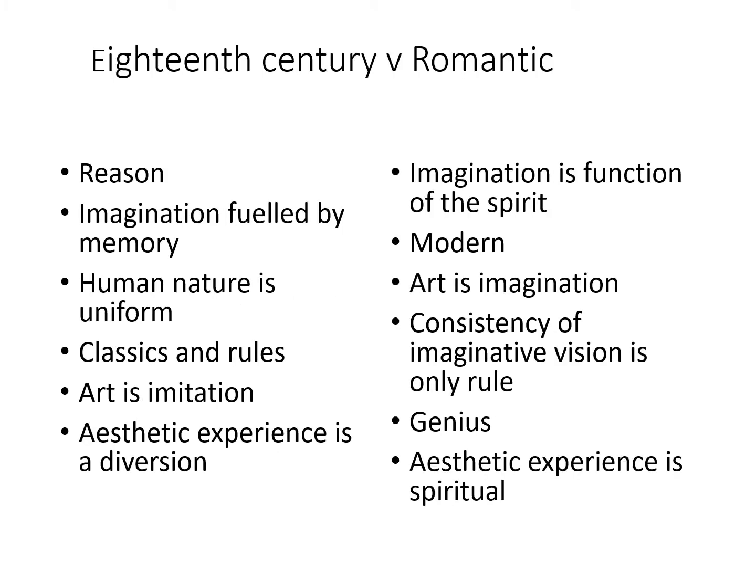So in this slide, I've just tried to compare and contrast to summarise what I've just said. On the left, you have the idea that you have a rational universe. Everything is uniform. It takes its inspiration from the classical world. On the right, the new romantic way of looking at the world.